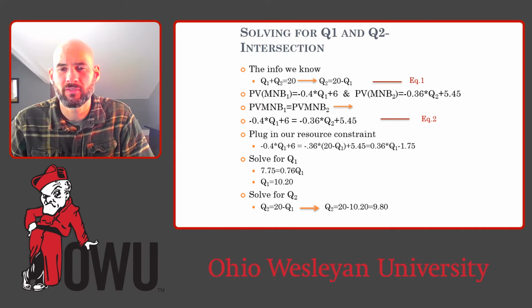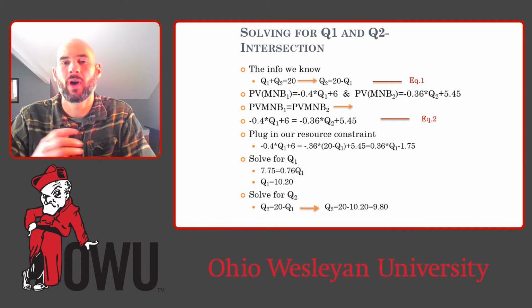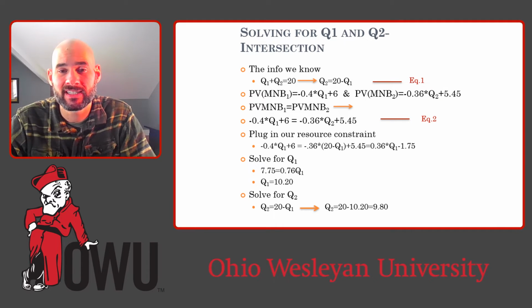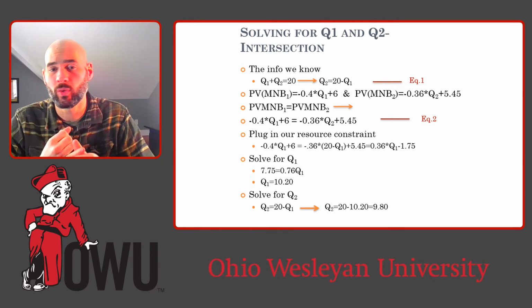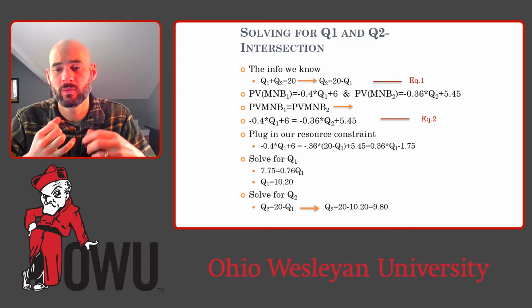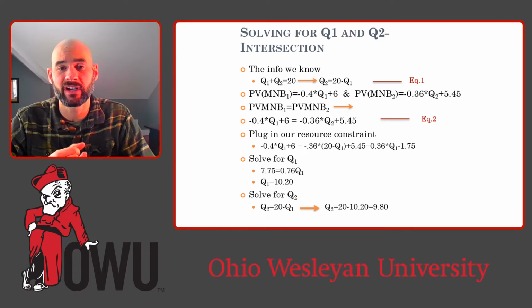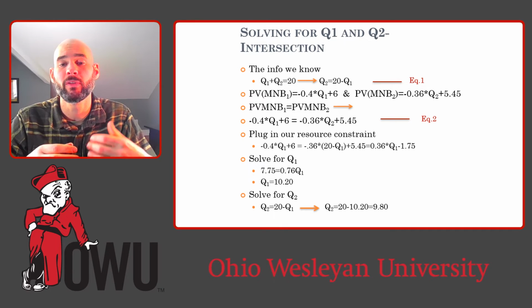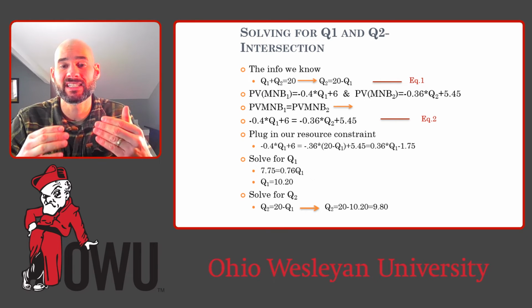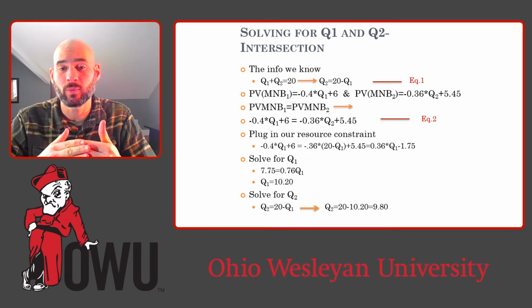So how would we solve this numerically to find that exact answer? Well, it's just going to be algebra and systems of equations. So we basically have 3 equations and 3 unknowns. We don't know the quantity we extract in period 1. We don't know the quantity we extract in period 2. And we don't know the present value of the marginal net benefit, which is going to set those two equal.